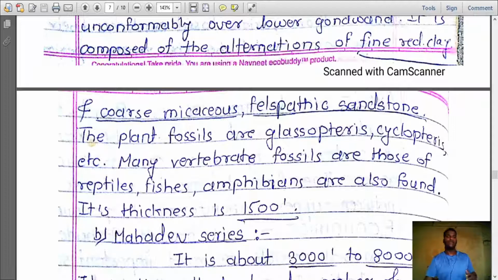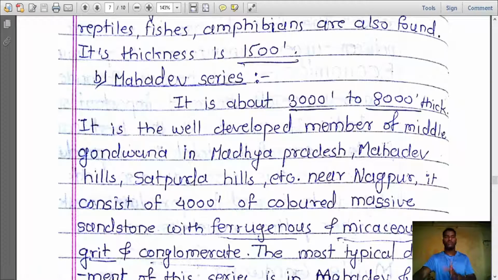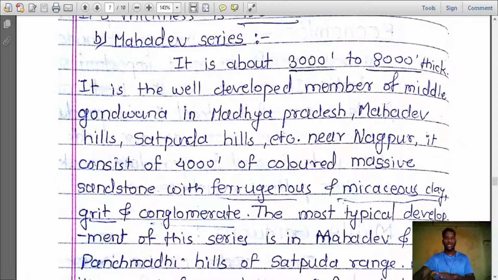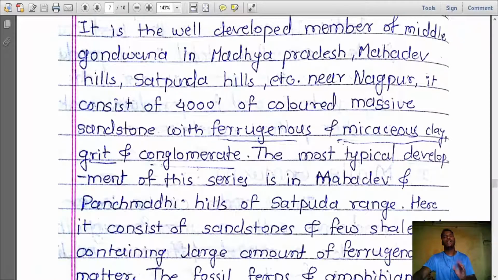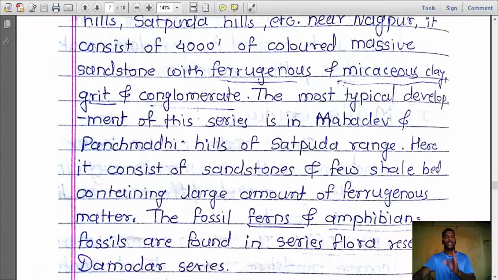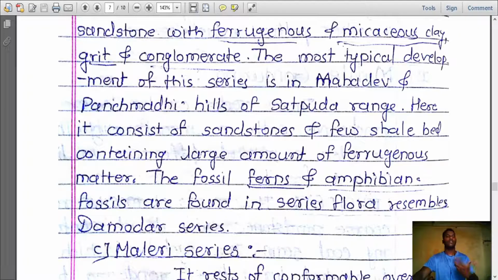Then Mahadev series. It is about 3000 feet to 8000 feet thick. It is the well developed member of Middle Gondwana in Madhya Pradesh, Mahadev Hills, Satpura Hills, etc. Near Nagpur, it consists of 4000 feet of colored massive sandstone with ferruginous and micaceous clay, grit and conglomerate. The most typical development of this series is in Mahadev and Pachmarhi Hills of Satpura ranges. Here it consists of sandstone and few shell beds containing a large amount of ferruginous matter. The fossil fern and amphibian fossils are found in this series. Flora resembles Damodar series.